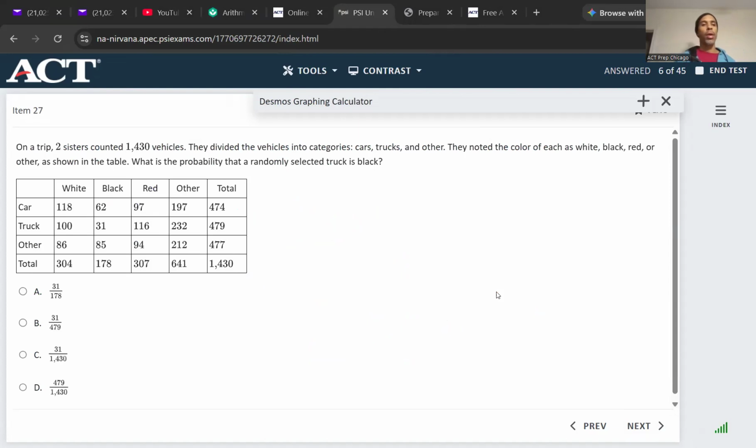All right, on a trip, two sisters counted 1430 vehicles. They divided, I think this is a two-way table, right? Because you got totals for color and you got totals for type of vehicle.